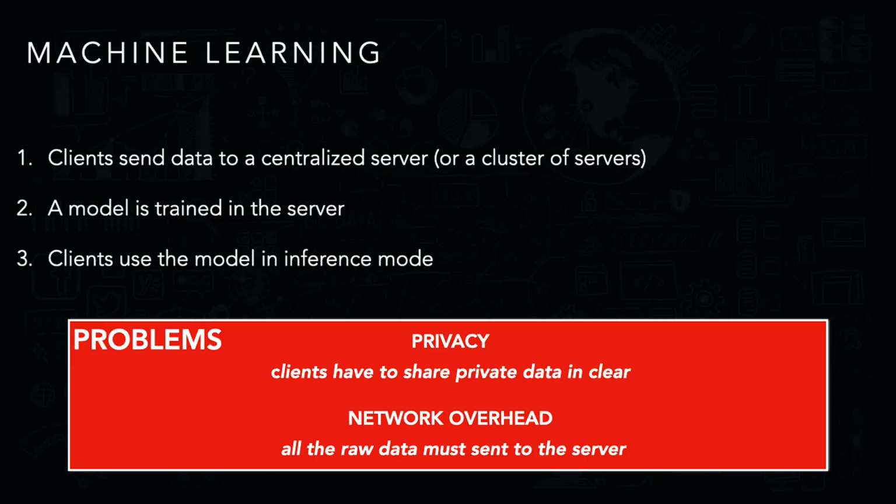So if we consider traditional machine learning, clients usually send data to a centralized server or a cluster of servers. A model is trained in the server using user data, and then the clients can use the model produced by the server in inference mode. The problems are at least two. First, we have a privacy problem because clients or users have to share private data in clear to the server. And second, since users have to send data to the server, we have a problem of network overhead.